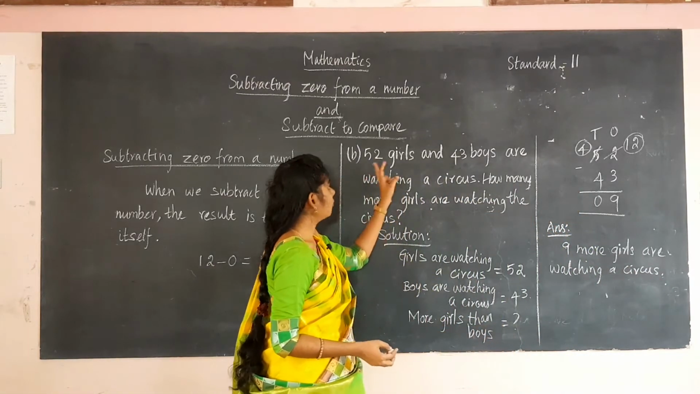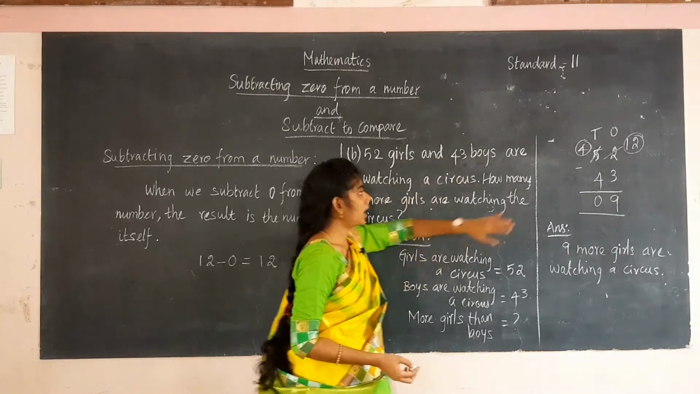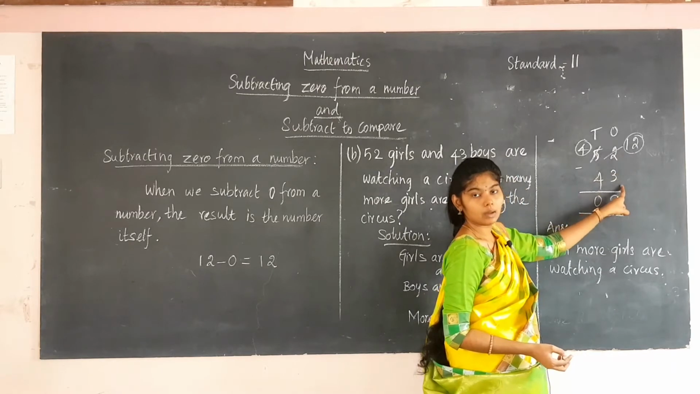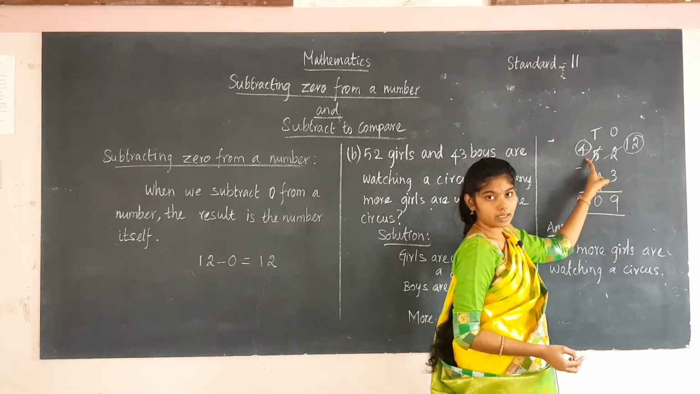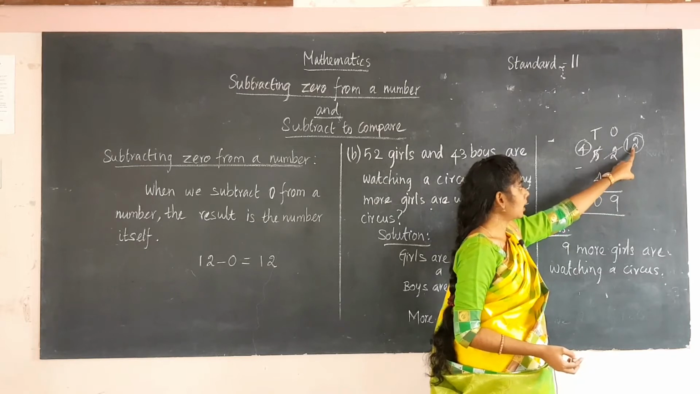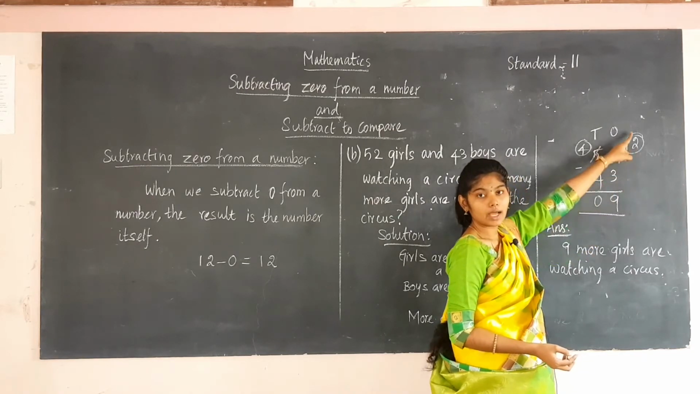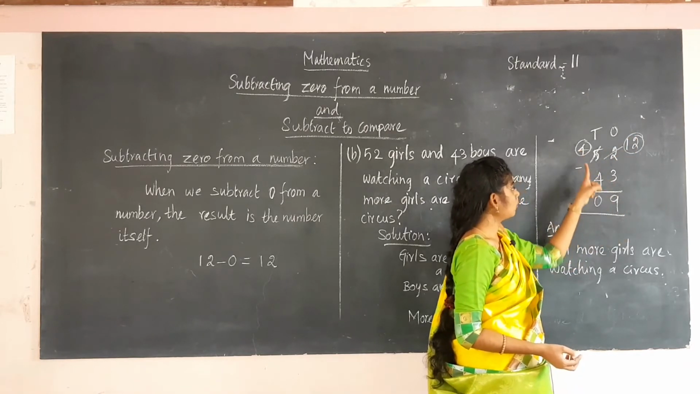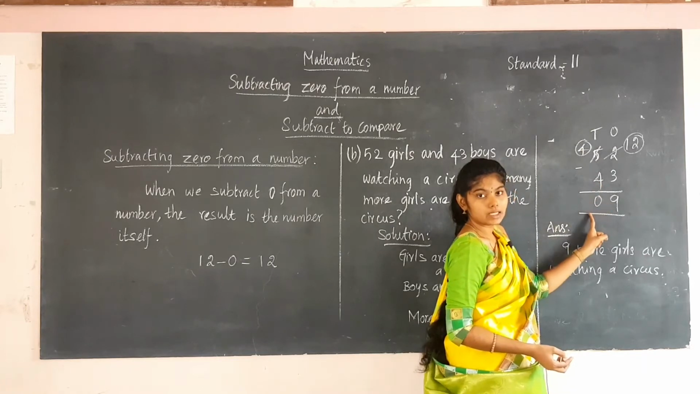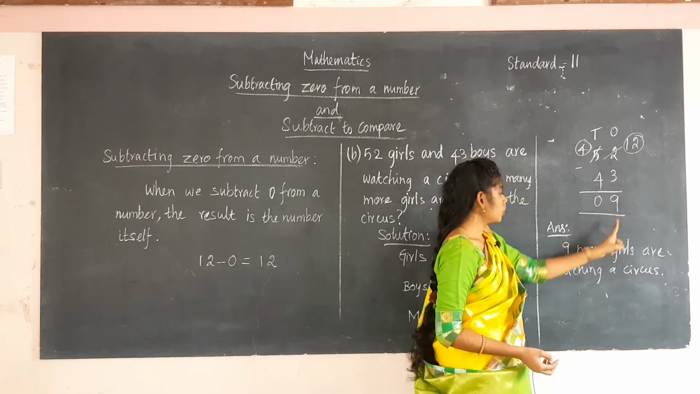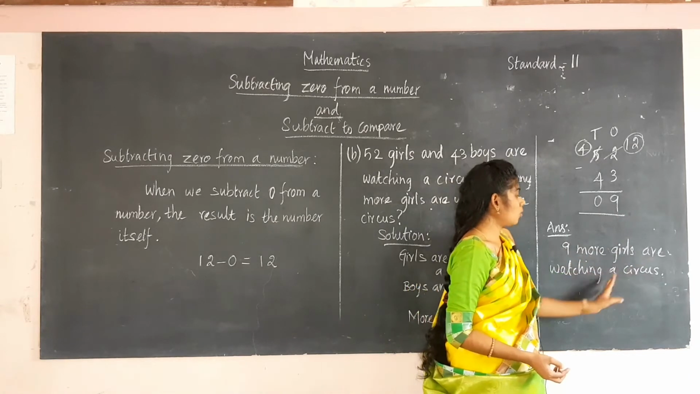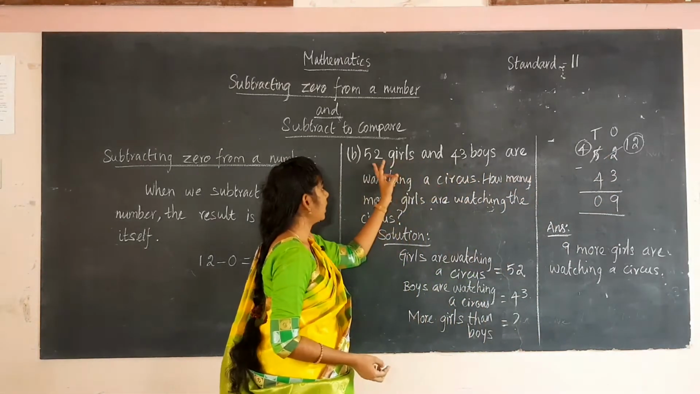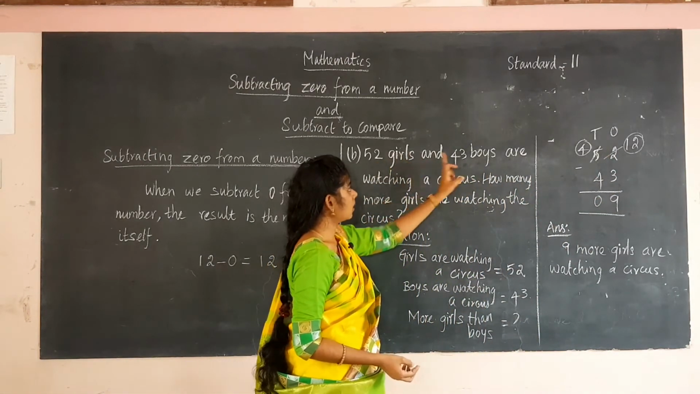So what we have done: first we compared the numbers by subtracting, then we subtracted in the ones place. The first number is less than the second number, so we borrowed from the tens place. Then we got 12. We kept 12 in the mind and 3 on the fingers. We said the numbers before 12 and got the answer 9. While subtracting the same number, we got the answer 0. So the answer is 9. We have found that 9 more girls are watching a circus. We have subtracted these two numbers, that is, we compared and subtracted: first 52, the girls' number, then the boys' number.